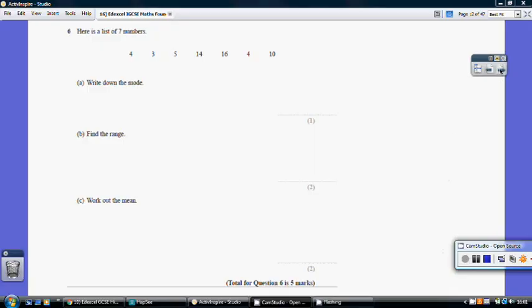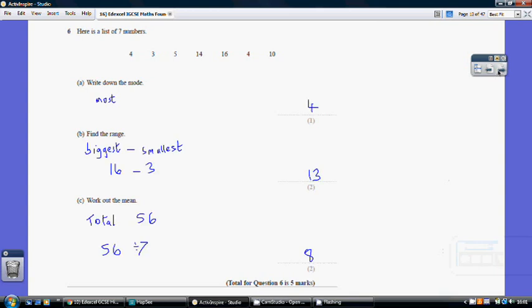Question 6. Write down the mode. Well, the mode is the number which crops up most often. The only number that crops up more than once is 4, which crops up twice.